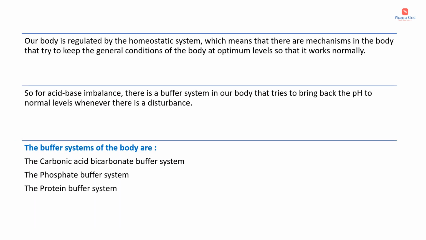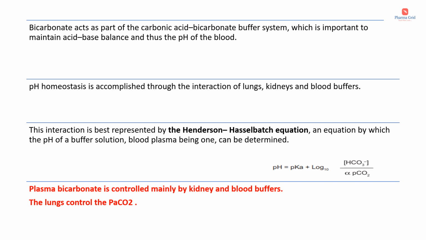Our body is regulated by the homeostatic system, which means that there are mechanisms in the body that try to keep the general conditions of the body at optimum levels so that it works normally. So for acid-base imbalance, there is a buffer system in our body that tries to bring the pH back to normal levels whenever there is a disturbance. The buffer systems of the body are the carbonic acid bicarbonate buffer system, the phosphate buffer system, and the protein buffer system. Bicarbonate acts as part of the carbonic acid bicarbonate buffer system, which is important to maintain acid-base balance and thus the pH of the blood.